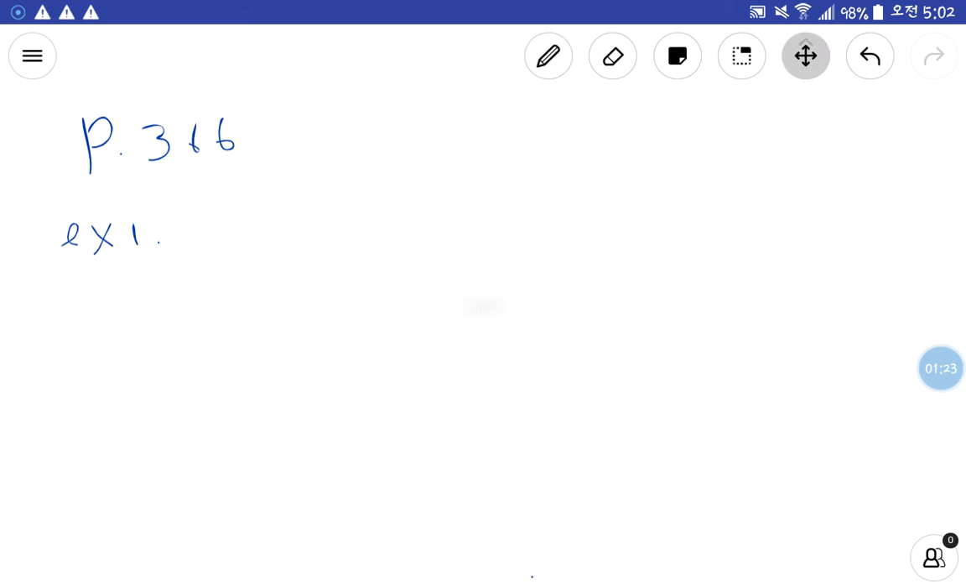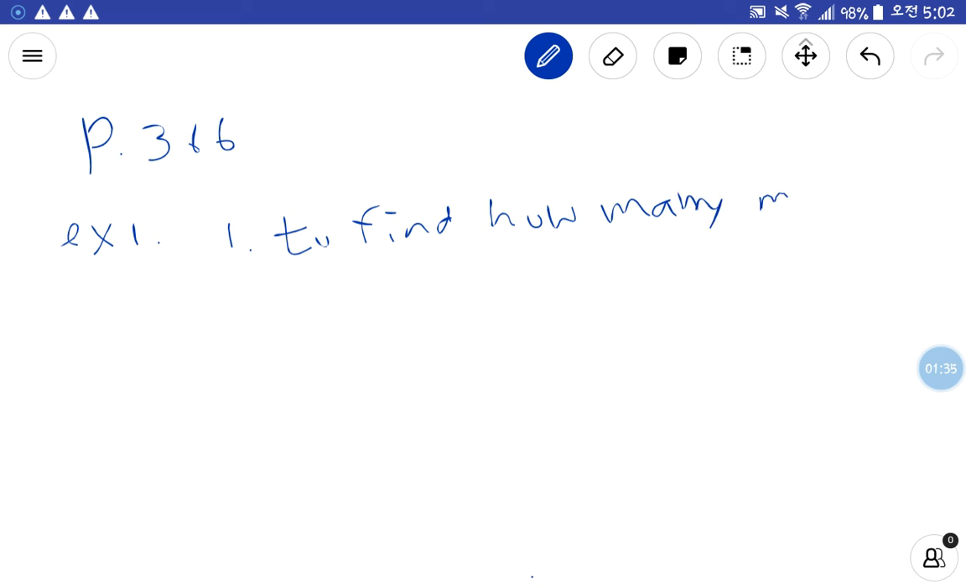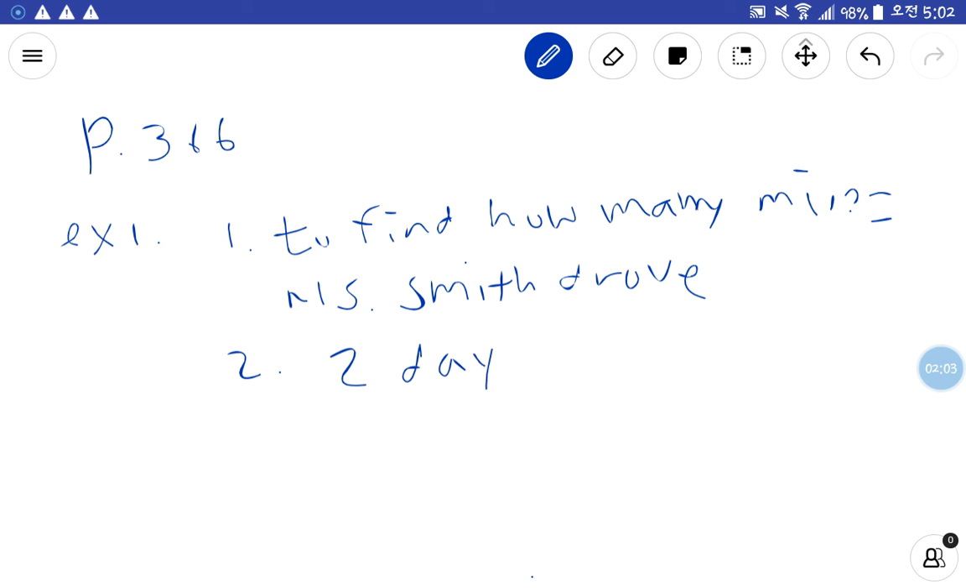So my first answer would be to find how many miles Mrs. Smith drove. Now, I'm still on the understanding the problem section. Number 2, for how long did Mrs. Smith rent the van? We already found that out in the question. How many days? 2 days. That's the answer for number 2.